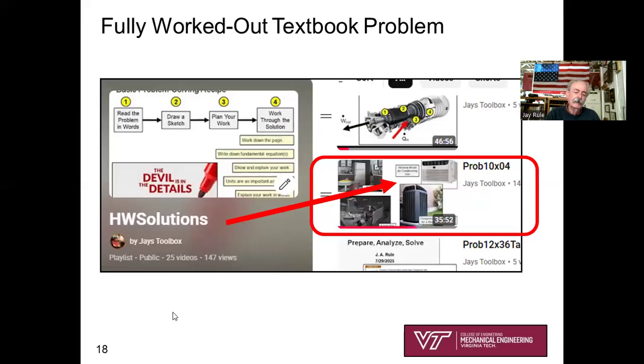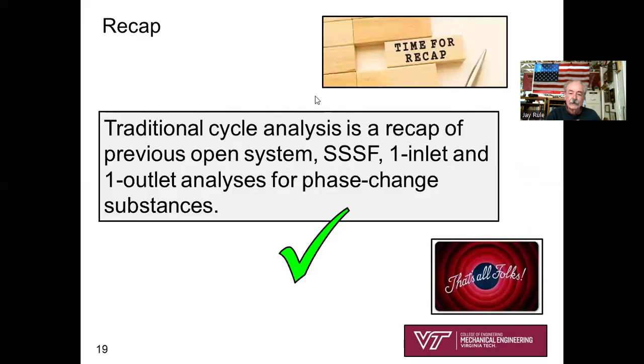Okay, if you're interested in seeing how I've worked out an assigned textbook problem, problem 10.4, I suggest you go to my homework solutions playlist, scroll down, and see how I work it out from start to finish, including all the numbers. So I hope that helps.